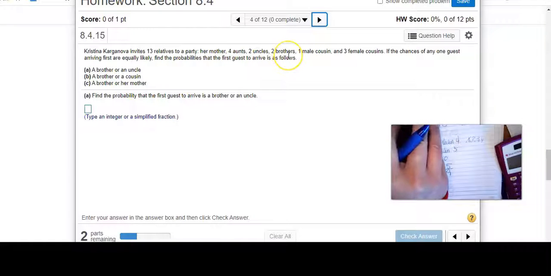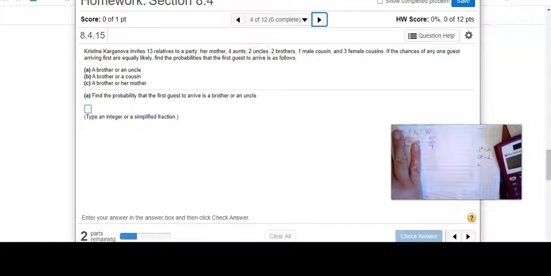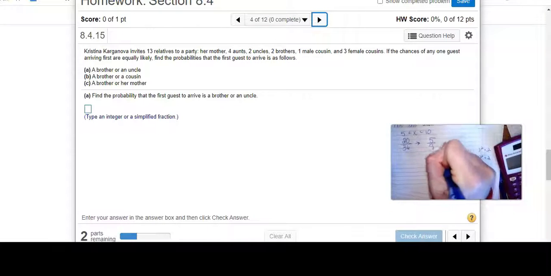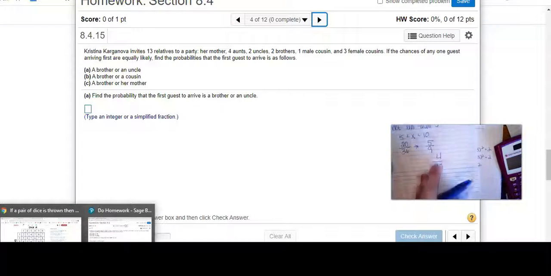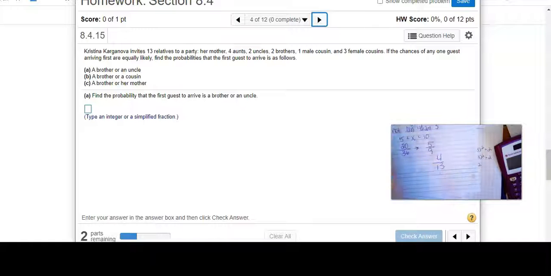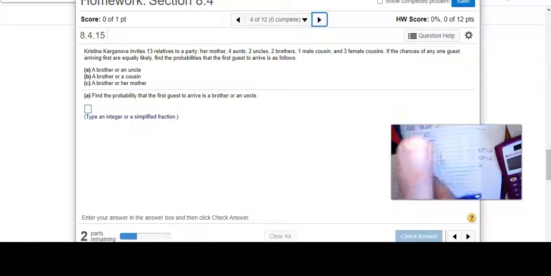Okay, so how many brothers are there? There are 2. How many uncles are there? There are 2. So I'm okay with any of those 4 showing up. So the probability is 4 out of the 13. What about a brother or a cousin? Well, there's 2 brothers, there's a male cousin, so that's 3, and there's 3 female cousins, so that's 6. So a brother or a cousin is going to be 6 out of those 13. And what about a brother or her mother? So a brother is 2 options, her mother is 1 option, so that's 3 out of 13 that would work.